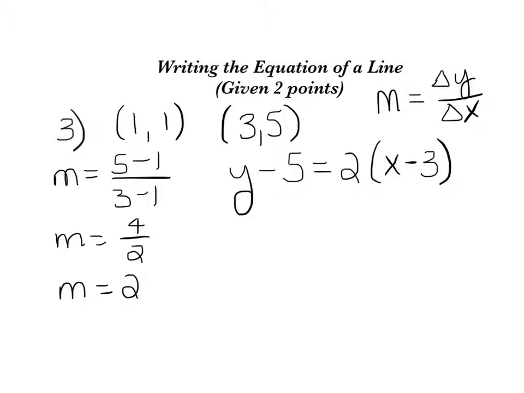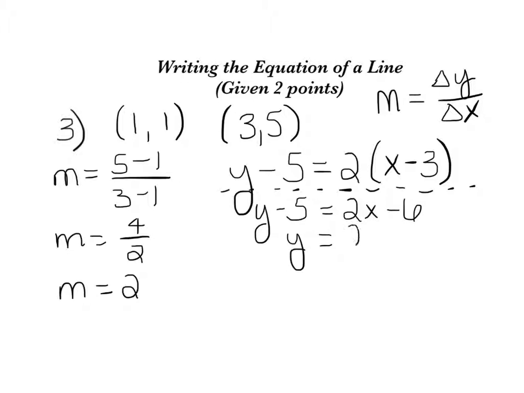Now, that would be finished. I could stop here. But what if I wanted to solve, to find out what the y-intercept was? Maybe I was trying to plot my points to graph. So I would be able to solve for y. So I would distribute through, 2x minus 6, and then add 5 to both sides, and I get y equals 2x minus 1.